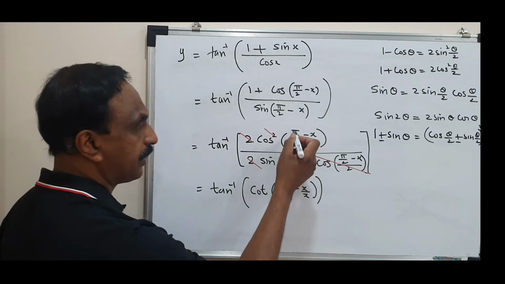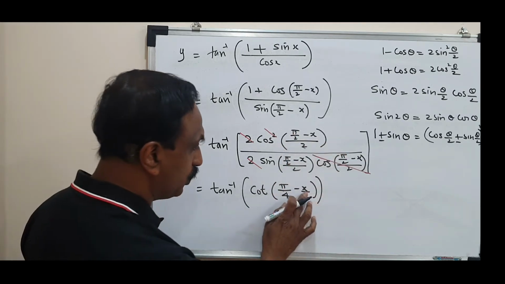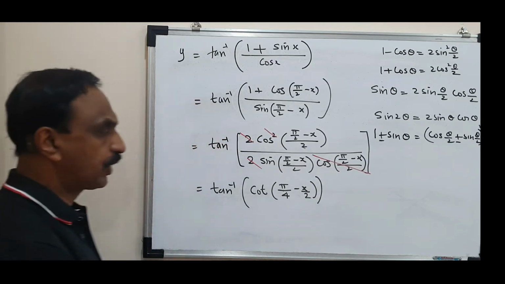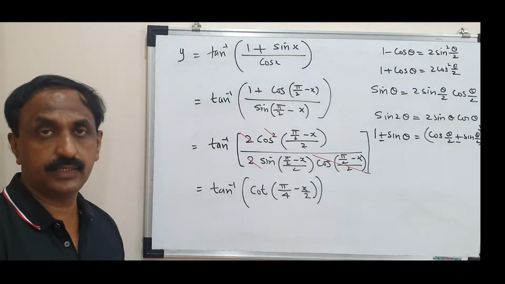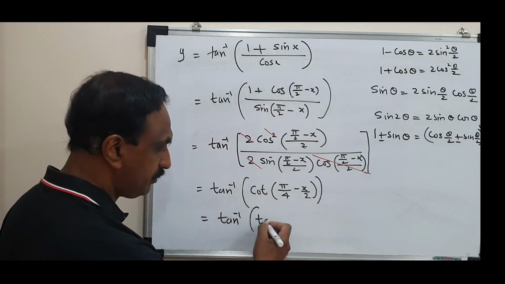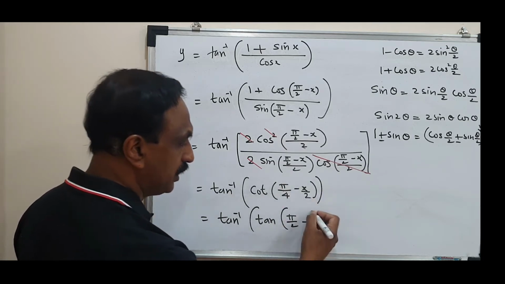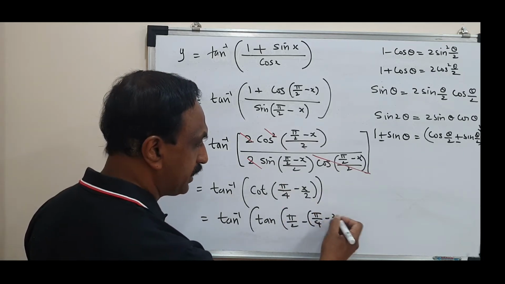I hope you understood that. Pi by 2 divided by 2 is pi by 4. X divided by 2 is x by 2. Okay, now tan inverse cot cannot be cancelled. So what you do when a tan inverse cot comes, you can convert a cot to tan by putting a pi by 2 minus theta. Theta is this much. So pi by 4 minus x by 2.